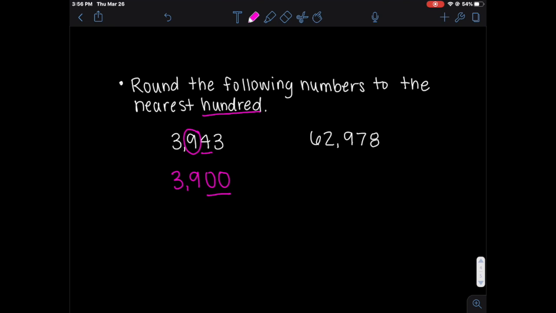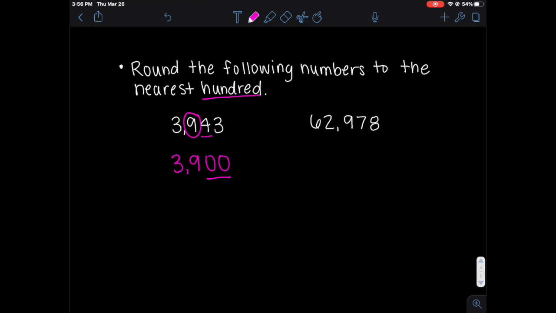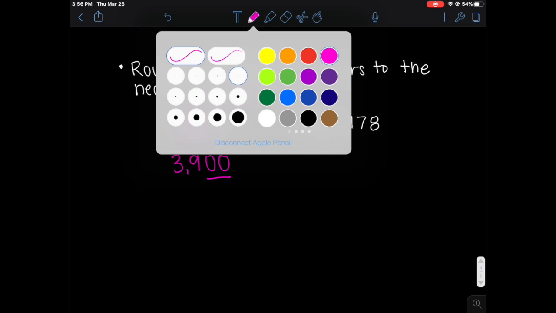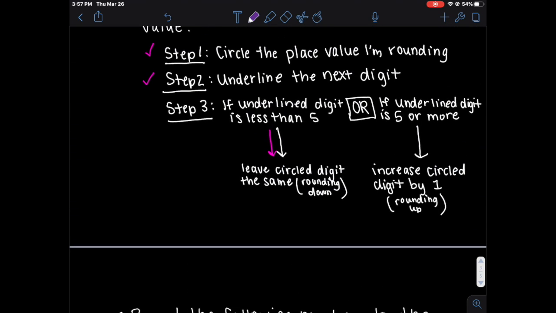So 3,943 rounded to the nearest hundred is going to equal 3,900. All right, one last example. We need to round the following number to the nearest hundred. Okay, so again, we're rounding to the hundreds. Oh, looks like we have a 9 again.